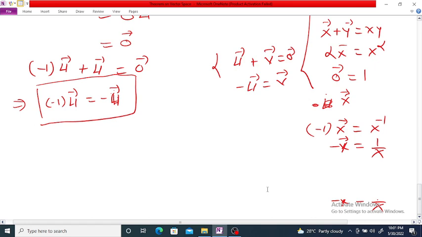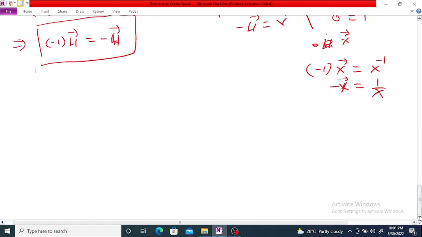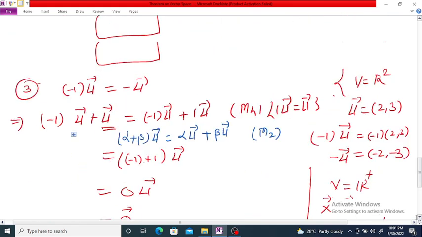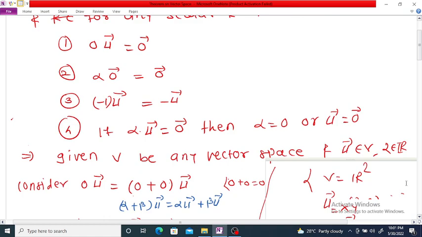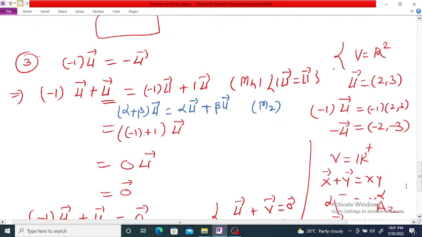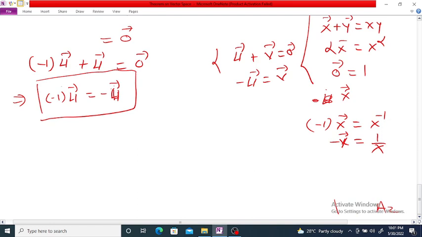So now next, the last property, that is number 4. Property number 4: if alpha into u bar equal to 0 bar, then either alpha equal to 0 or u bar equal to 0. Here you can say, why am I not writing minus 1 into u bar is u bar? I am writing u bar plus minus 1 u bar is equal to 0 bar, because it is a vector space.